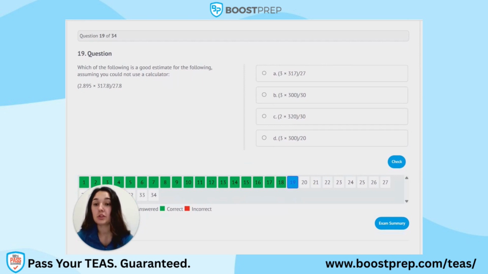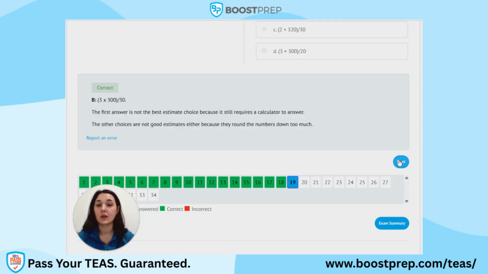Question 19. Which of the following is a good estimate for the following, assuming you could not use a calculator? 2.895 times 317.8 divided by 27.8. A, 3 times 317 divided by 27. B, 3 times 300 divided by 30. C, 2 times 320 divided by 30. Or D, 3 times 300 divided by 20. The correct answer is B, 3 times 300 divided by 30.